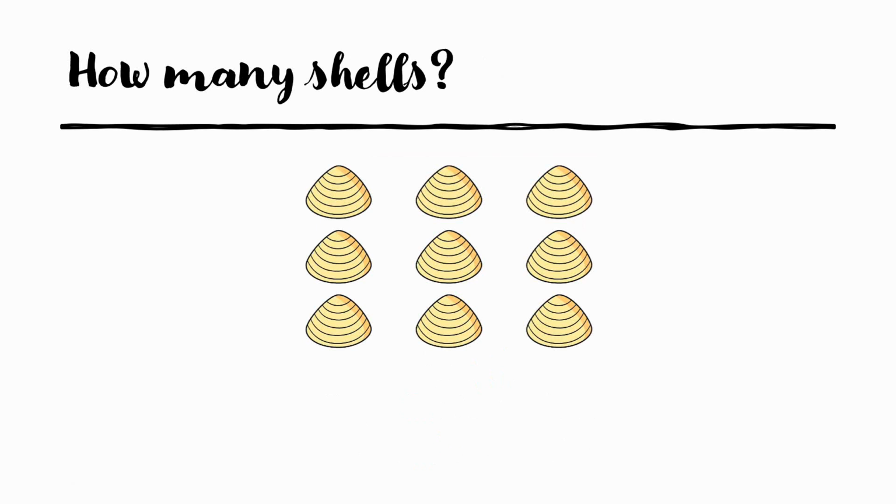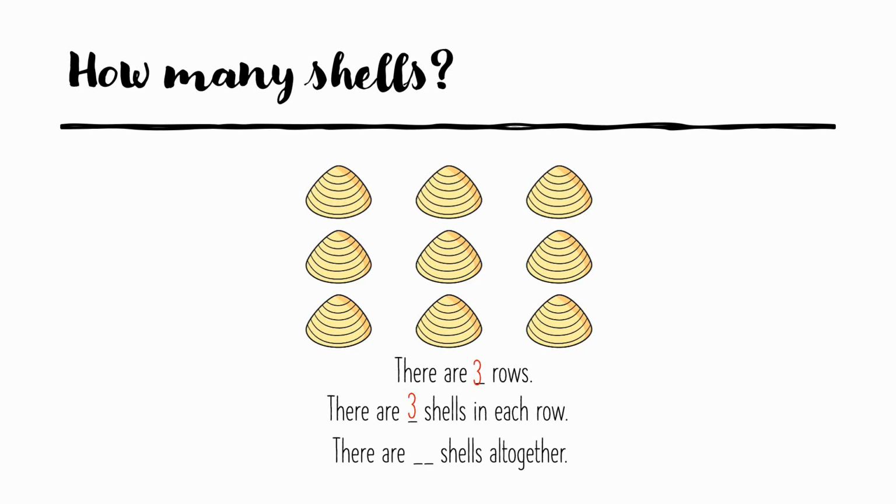Let's have a go at another picture. So how many shells are there? So we need to break it down by counting the rows. So remember, rows go from side to side or left to right. So how many rows of shells are there? 1, 2, 3. There are 3 rows. How many shells are in each row? There are 3 shells in each row. How many shells are there all together? You could count in threes if you are able to count in threes, or you can count them one by one. So 3, 4, 5, 6, 7, 8, 9. There are 9 shells all together.